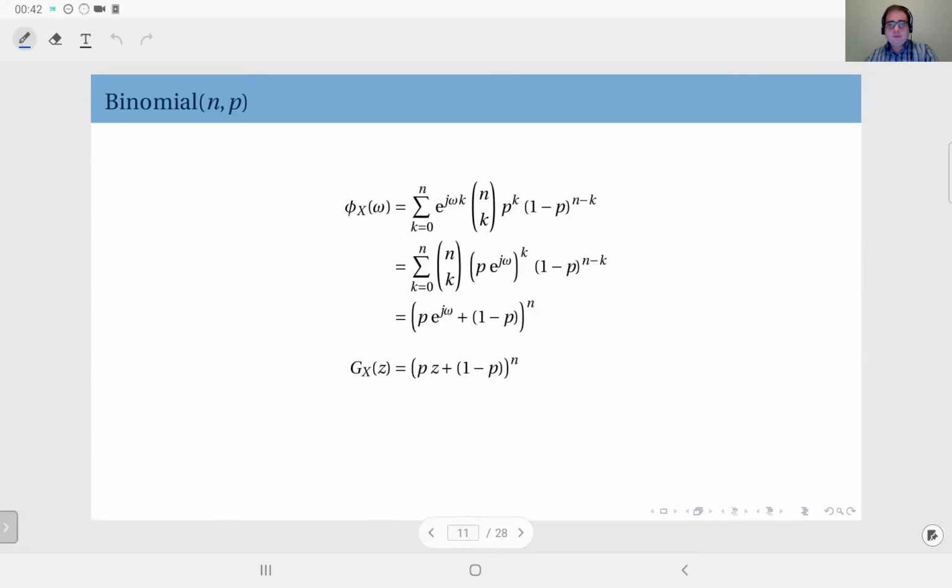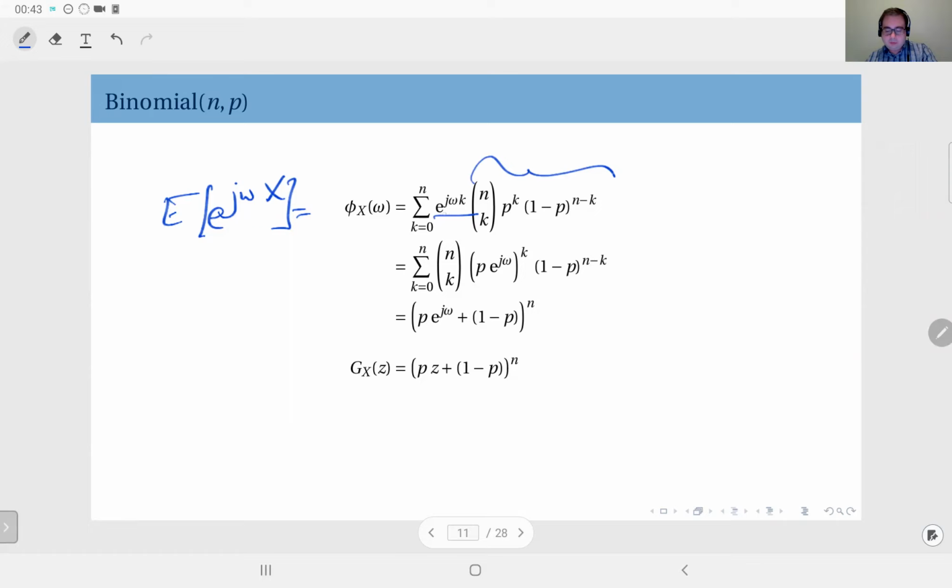Lastly, for the binomial theorem, here I give the computation of the characteristic function and also the probability generating function. And by definition, this is, if you remember, the expected value of the function e to the power j omega x. Okay, and we compute it by multiplying the function e to the power j omega k by the PMF here, right?